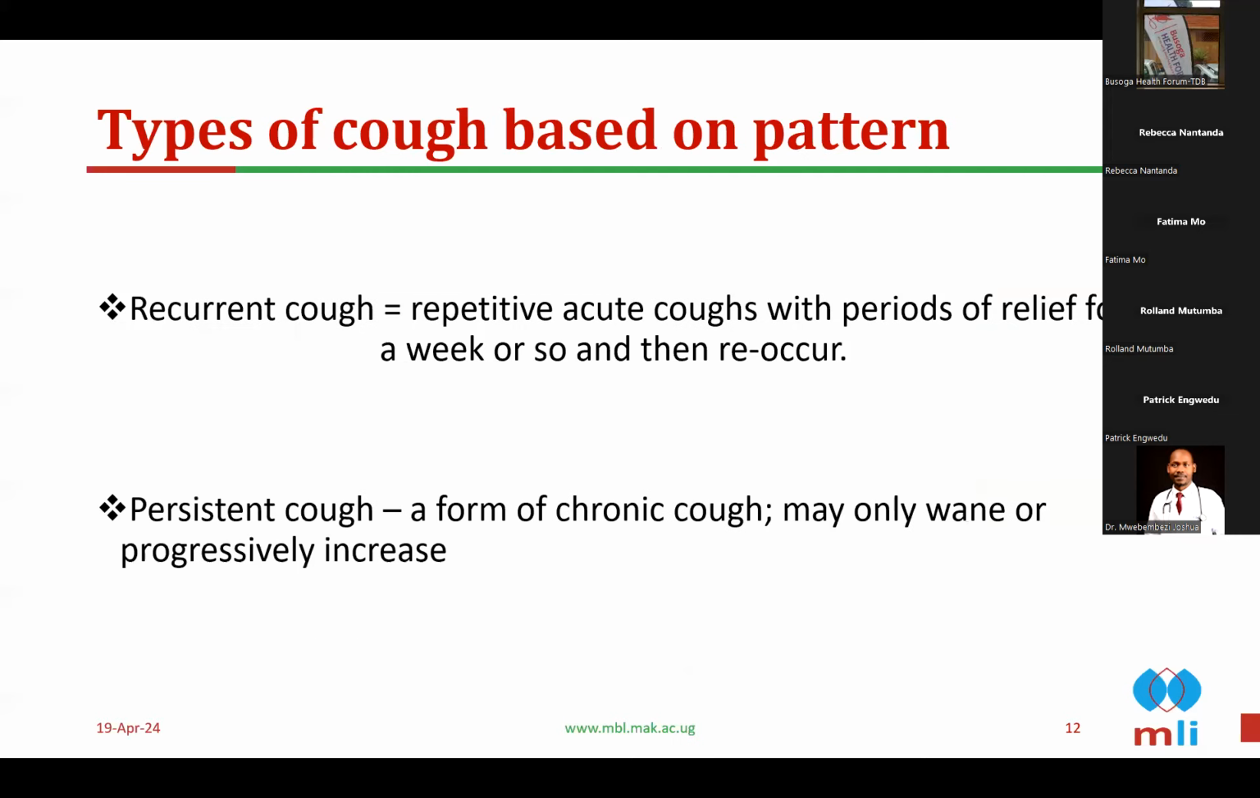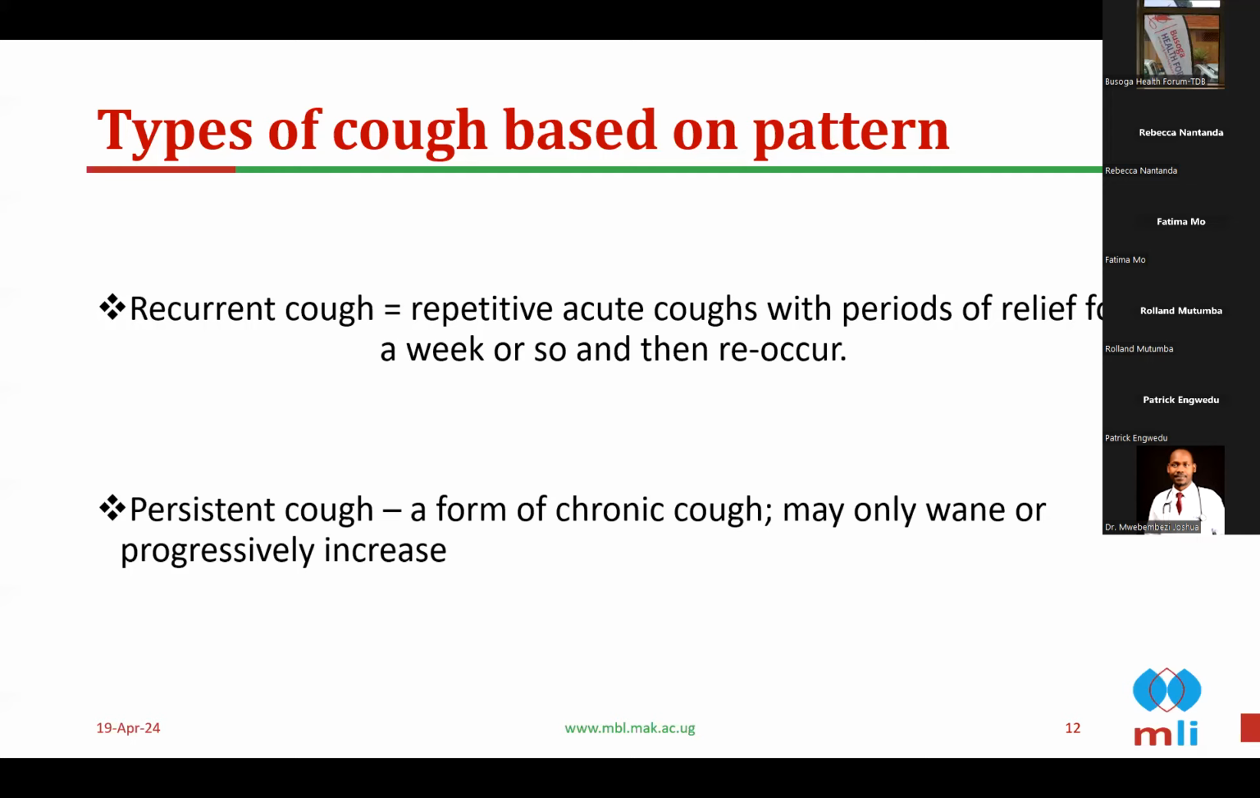And then we can also look at cough based on the pattern. And this is extremely important. It usually helps to guide us to the diagnosis and therefore eventually management. So sometimes we have children coming with recurrent cough. And this is the case where you have the acute cough, the one which lasts less than 3 weeks, but it comes and then there are some periods of relief for a week or so, and then it reoccurs. So that is not chronic cough, but it's a repetitive cough that comes in acute episodes.